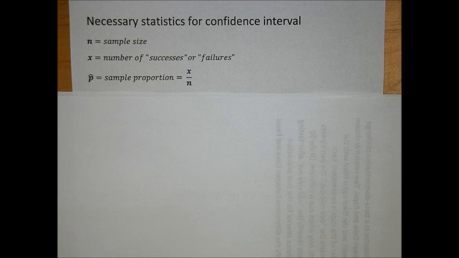The necessary statistics for a confidence interval for the population proportion include n, the sample size, x, the number of successes or failures, and from those two things we can calculate what we call p hat, the sample proportion, x divided by n. An example might be a sample of students from Portland State University, where x is the number of students that have passed a class. We can consider passing a class to be a success. If a sample of 50 Portland State University students has 48 students that passed, then the sample proportion would be 48 out of 50, or 96%.